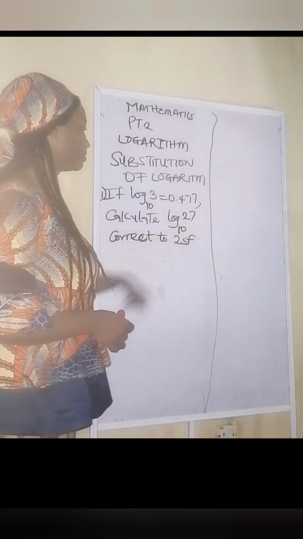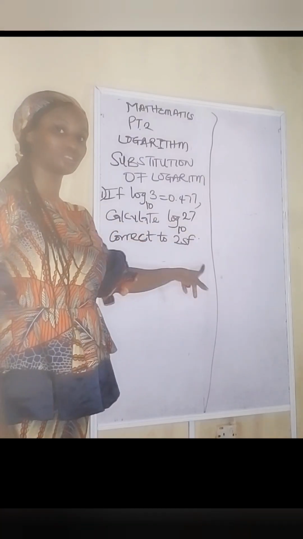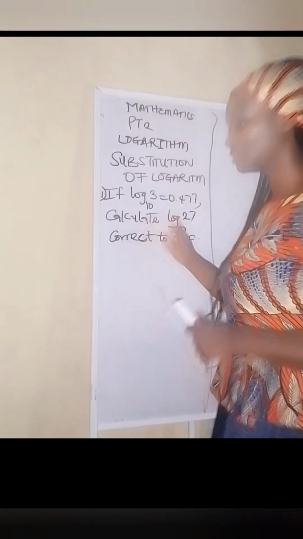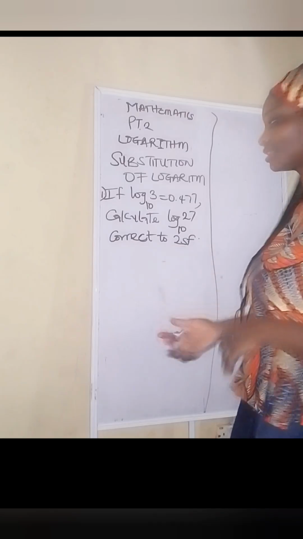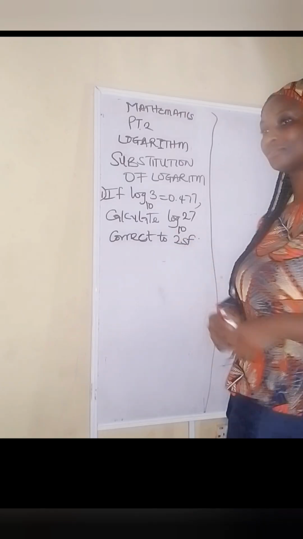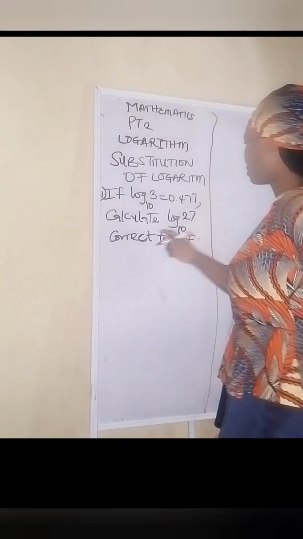Log 27 base 10, correct to 2 SF. Please note it, correct to 2 significant figures. Don't forget that. You can lose your mark. Instead of getting 10, you can get 9 or 8 or 7 over 10 if you don't correct it to this part. So instructions are very important. You follow instructions. Okay, so now let's solve this question.